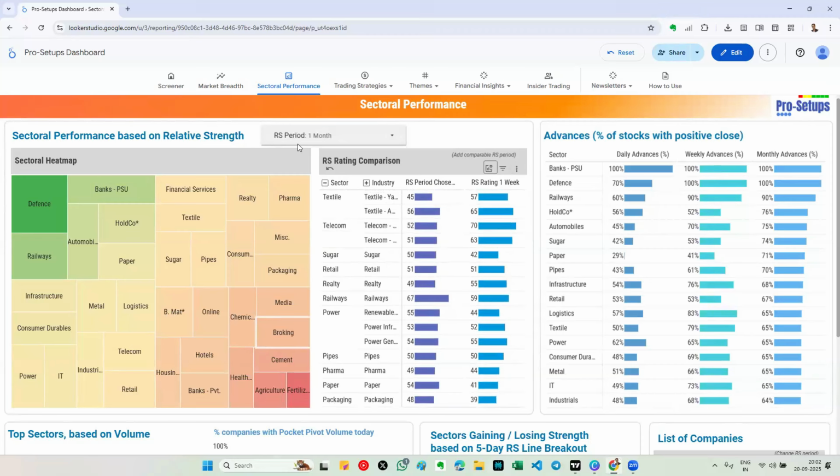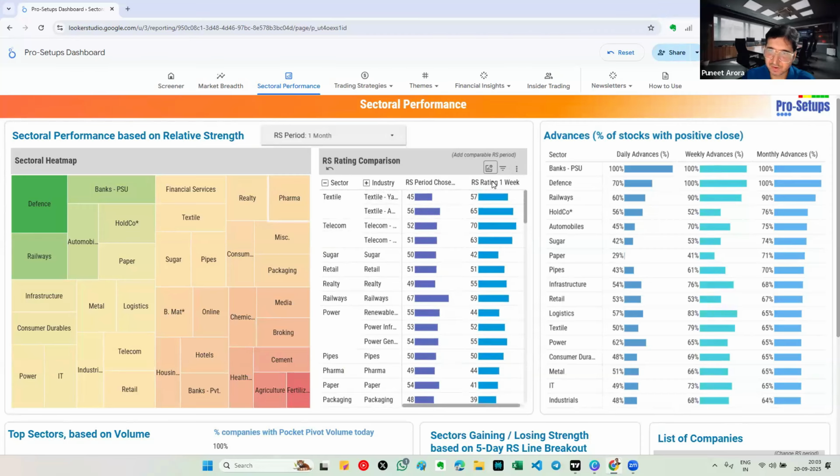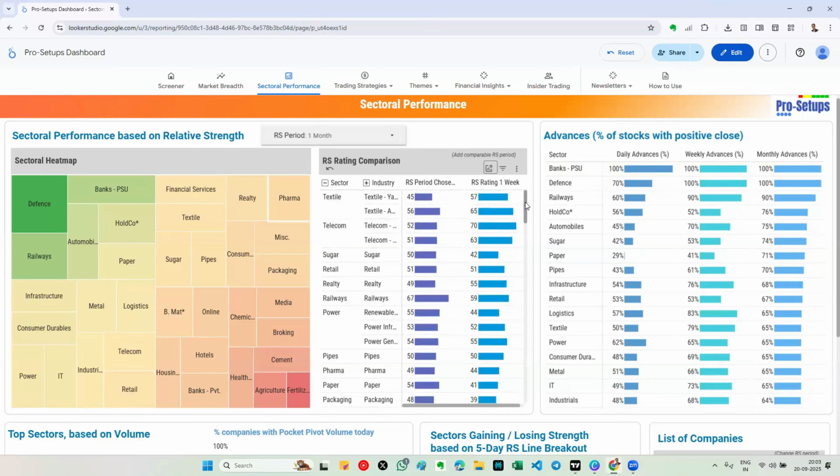One quick query on this particular thing, Punitji. When we are selecting this month and week, we cannot sort them in ascending or descending order, right? Yeah, unfortunately, we cannot sort this pivot table. They don't have this feature here.